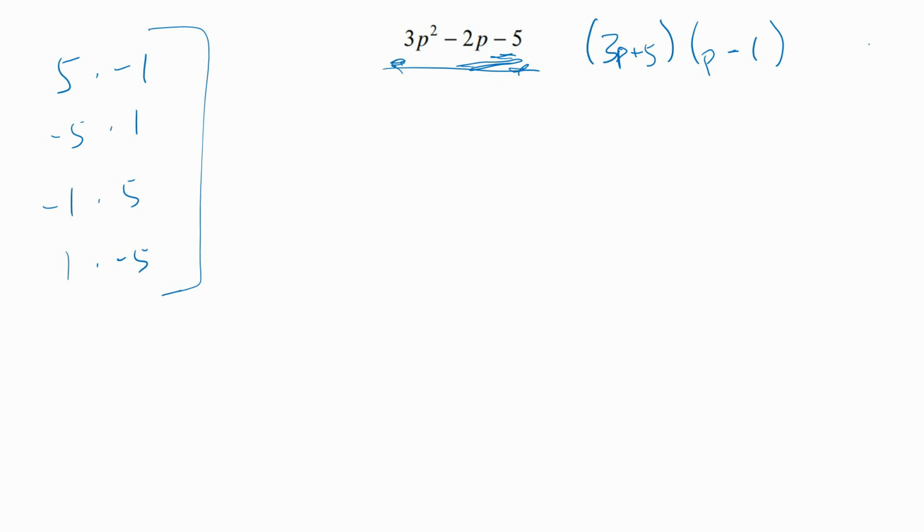So let's see. First times first, 3p times p. I already know I'm going to get 3p squared. I started that off correctly. Outside times outside, 3p times -1 is -3p. And then 5 times p, that's +5p.